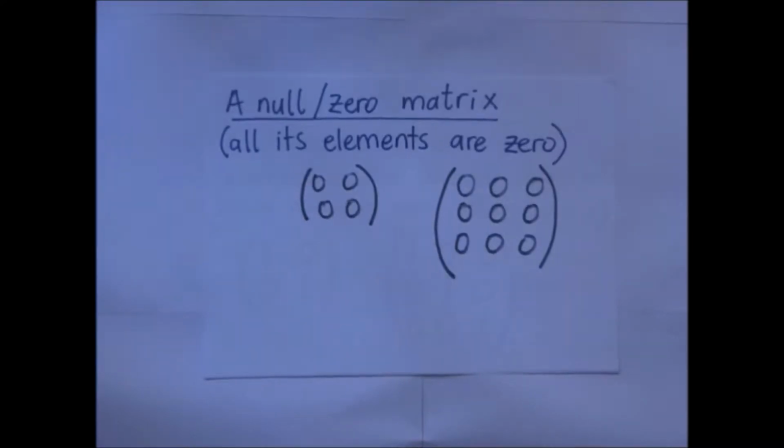Then we have what we call a null or zero matrix. A null or zero matrix is simply a matrix whose elements are all 0, as simple as that.